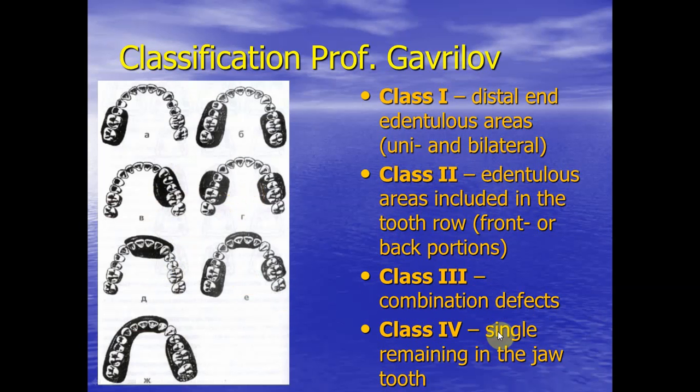And class 4 is a single remaining tooth in the jaw. This is the example shown under the letter G, and it specifies a condition which is quite different from a regular edentulous condition, as in this case, with just one tooth remaining, we usually have to do a complete removable denture instead of a partial removable denture. This is a more complicated procedure, and it is a different protocol.